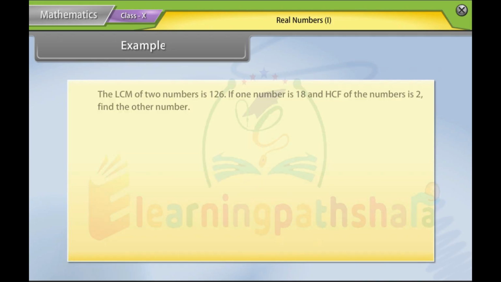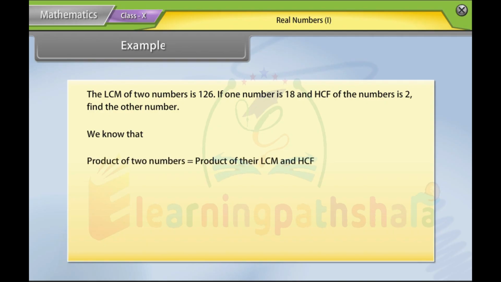Example: the LCM of two numbers is 126. If one number is 18 and HCF of the numbers is 2, find the other number. We know that product of two numbers is equal to product of their LCM and HCF. That is, 18 into x is equal to 126 into 2. Here, x is the other number. That is, x is equal to 126 into 2 upon 18. That is, x is equal to 14.